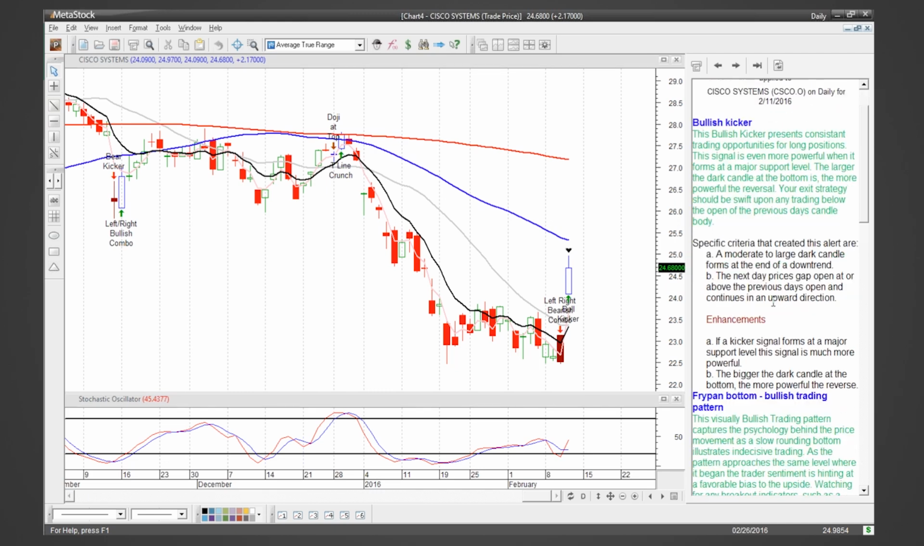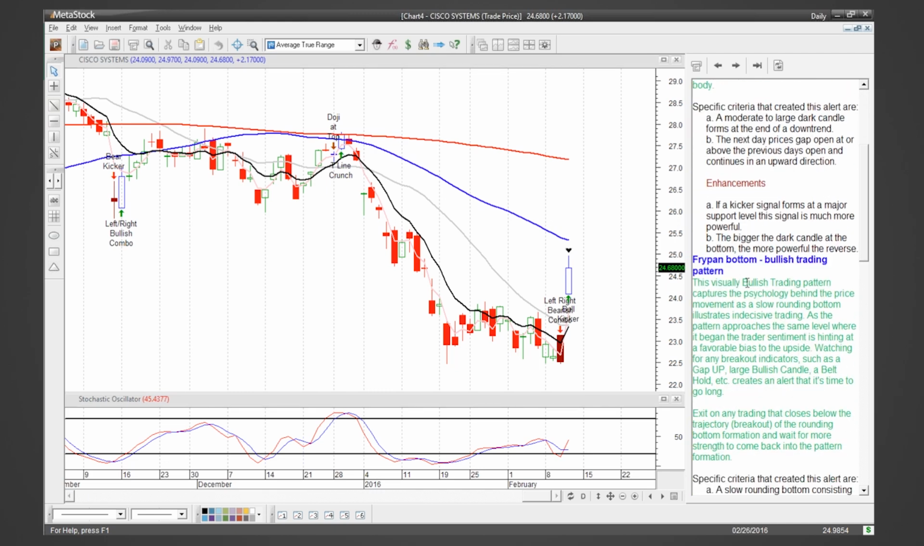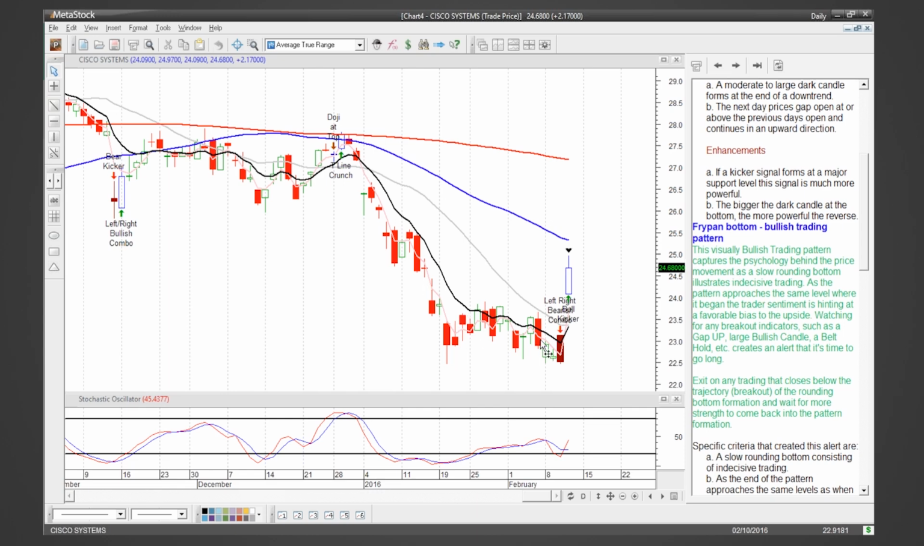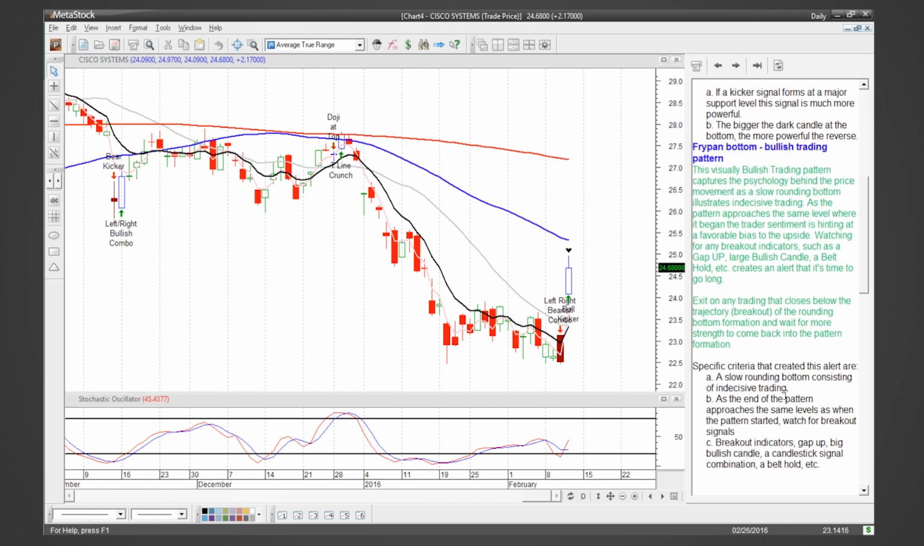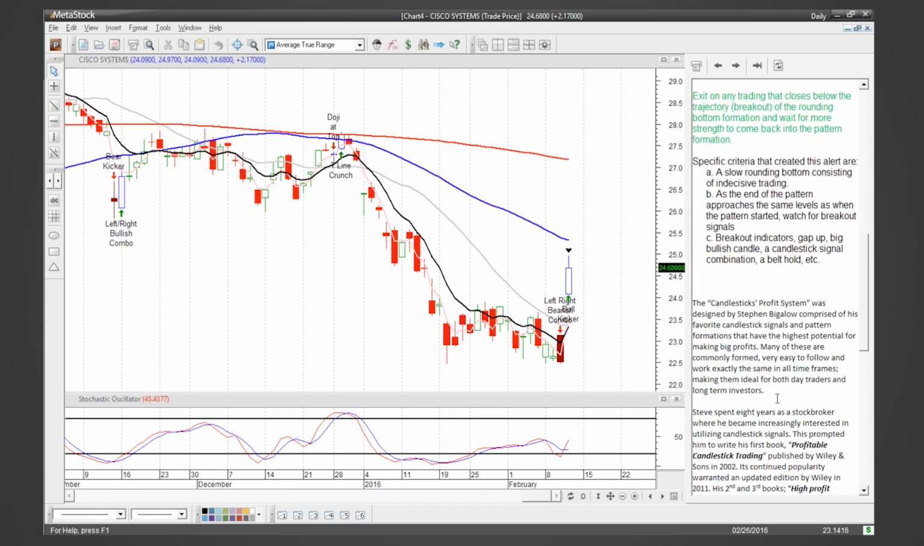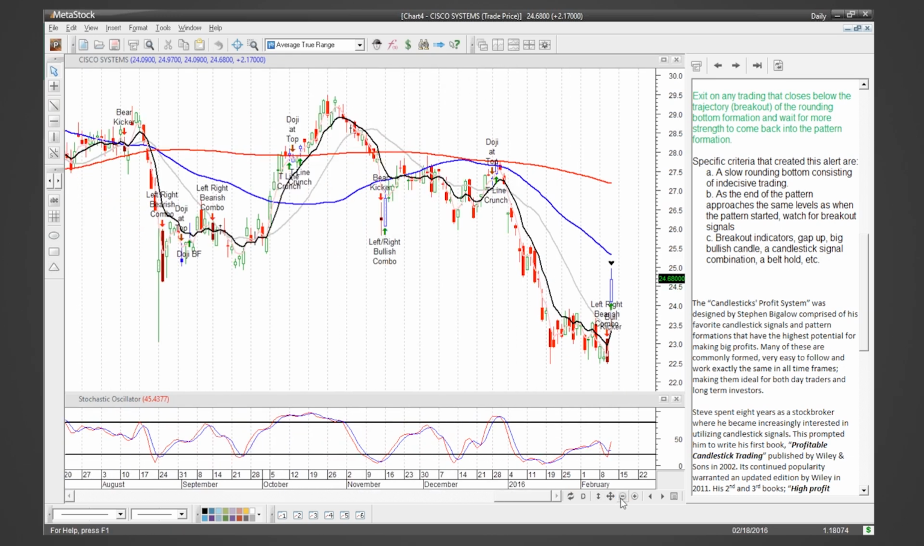And we're going to have a few of them. Not only was this a bullish kicker, but you'll notice we have a fry pan bottom. Here's our fry pan bottom. So this has quite a few different patterns. Now, it's not a recommendation to buy or sell exchange traded instruments, but this is something that actually looks personally interesting to me. I might come back to this tomorrow and see where it opens. But in any case, that's how it works.